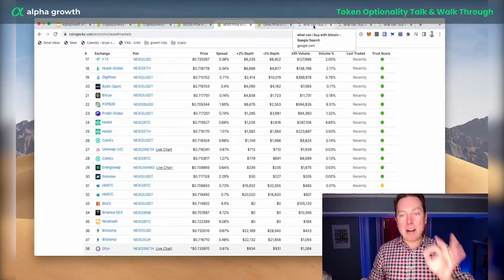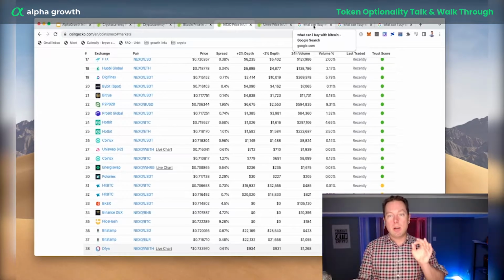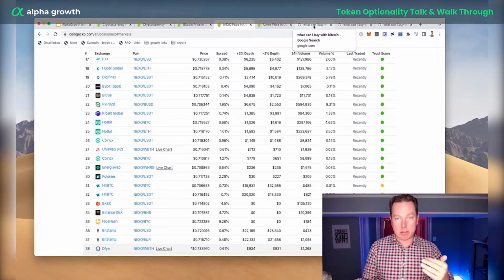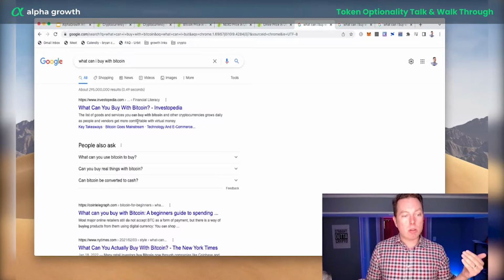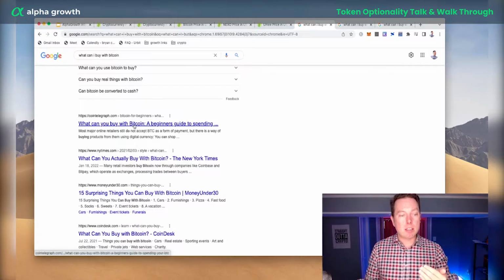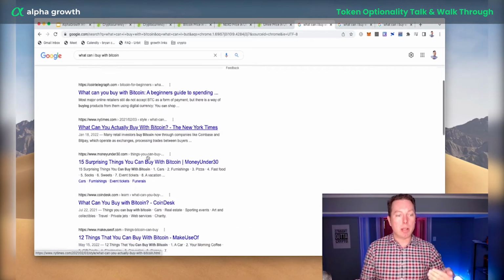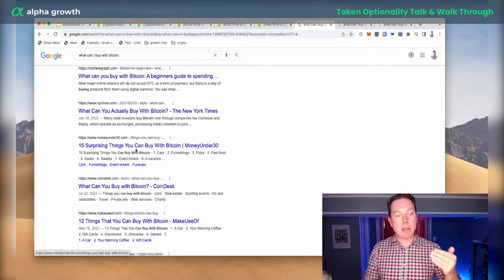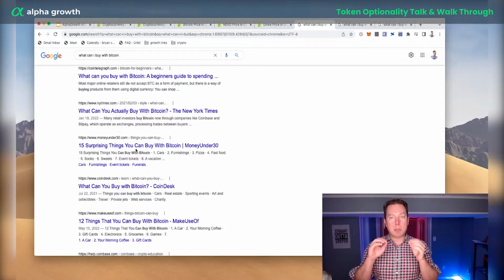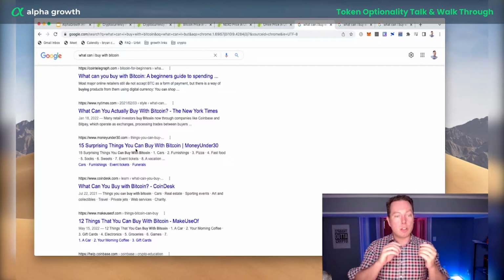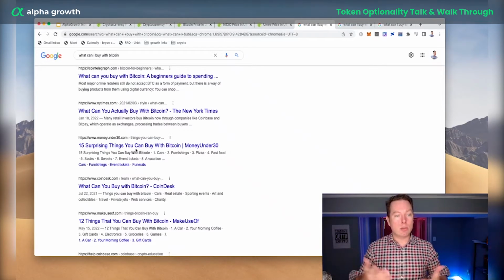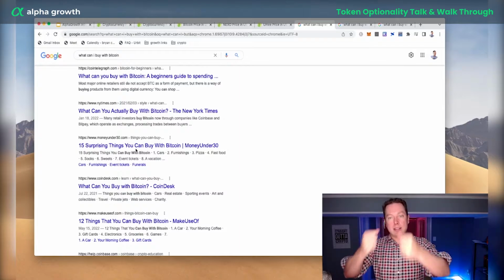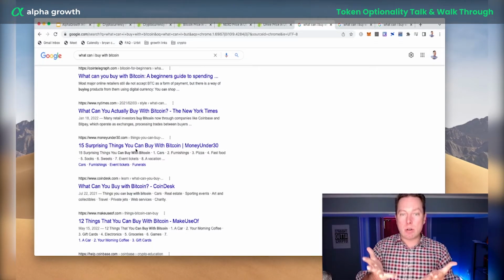Users ask, what can I do with this token? What options do I have with this token? So what can I buy with Bitcoin? All different types of articles. A beginner's guide to spending Bitcoin. What can you actually buy with Bitcoin? 15 surprising things you can buy with Bitcoin. This is optionality. These are the things that you can do with the token that are outside of speculative trading, right? So I can get the token, I can sell the token, I can spend the token.